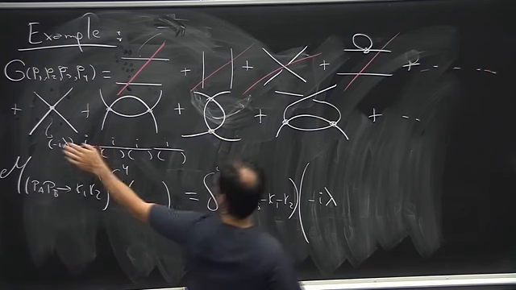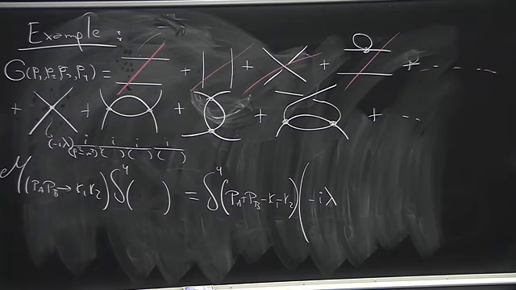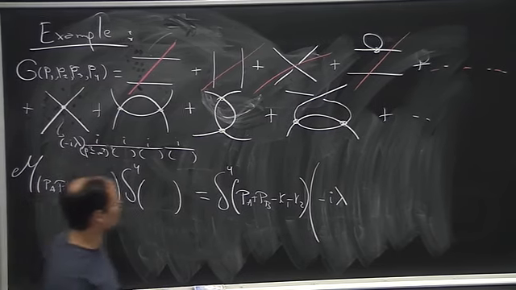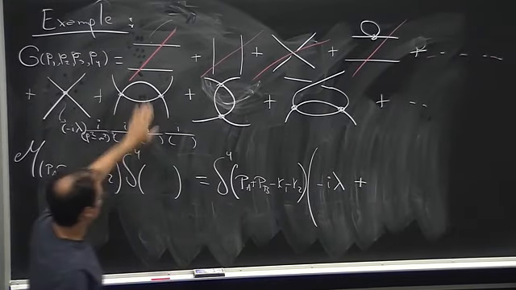Now, are there any other contributions to order lambda? No? So we are done. We can compute the cross-section of this theory to order lambda, okay? That's what we have done, basically. Now, let's keep going. Let's compute this guy.